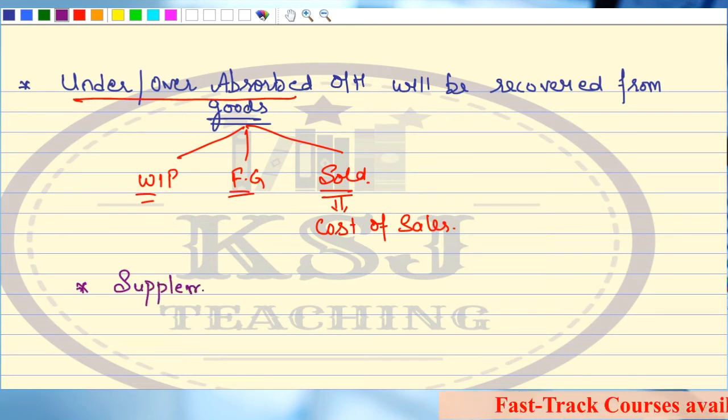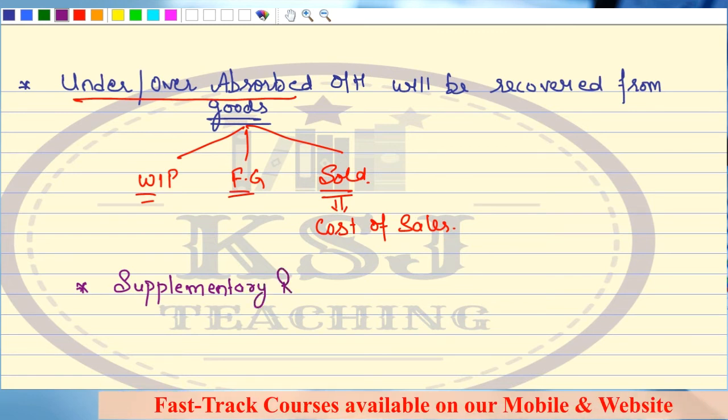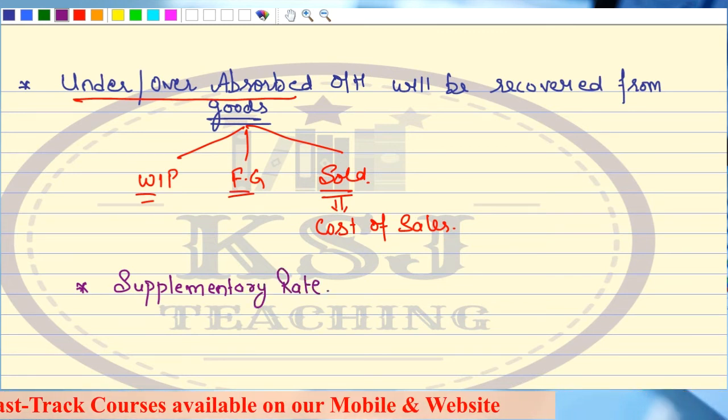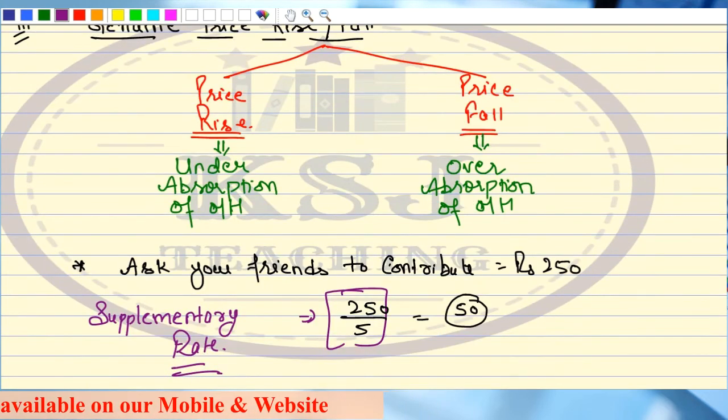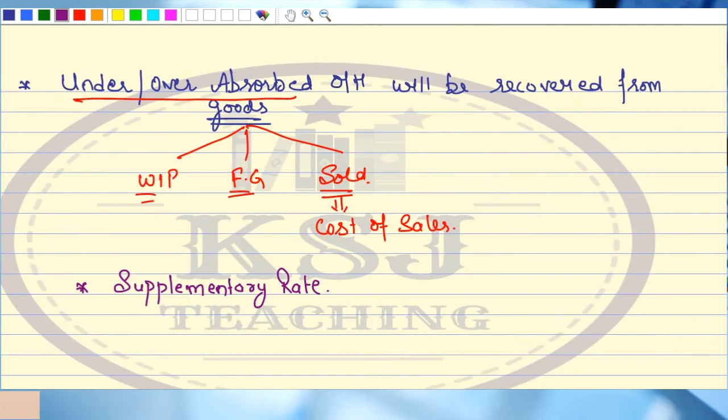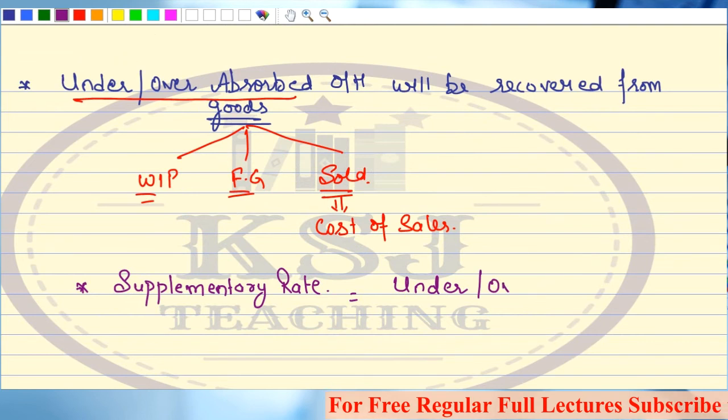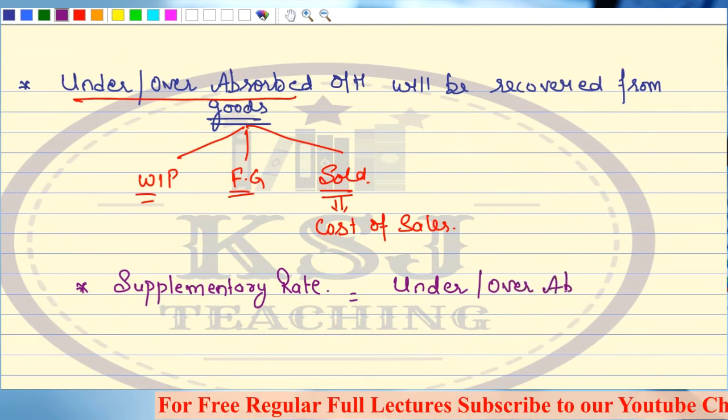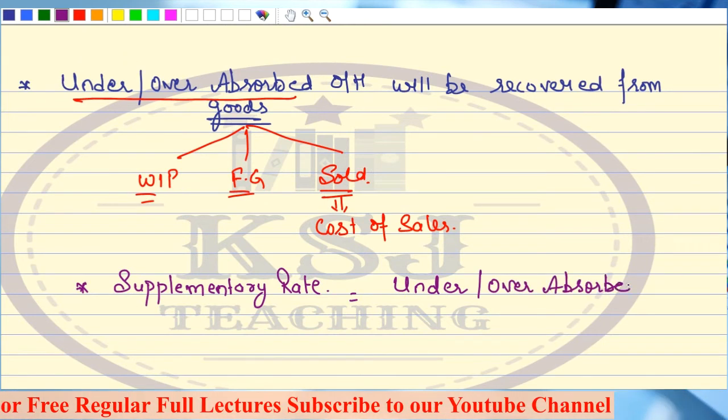What I will do, I will simply calculate the supplementary rate. How did you calculate the supplementary rate here, sir? 250. What is 250? Under or over absorbed overheads. Right? I'm going to write it. I'll say under or over absorbed overheads.